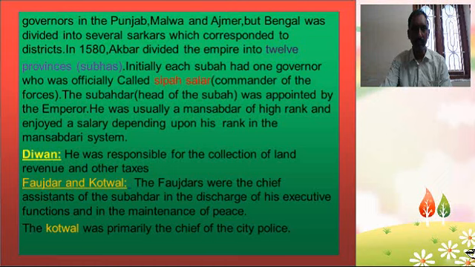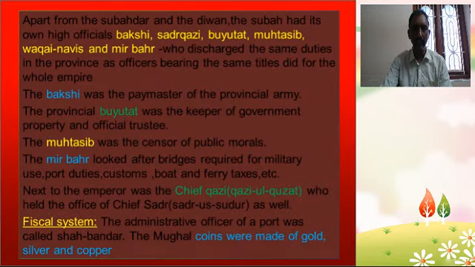Diwan: he was responsible for the collection of land revenue and other taxes. Faujdar and Kotwal: the Faujdars were the chief assistants of the Subedar in the discharge of his executive functions and in the maintenance of peace. The Kotwal was primarily the chief of the city police.